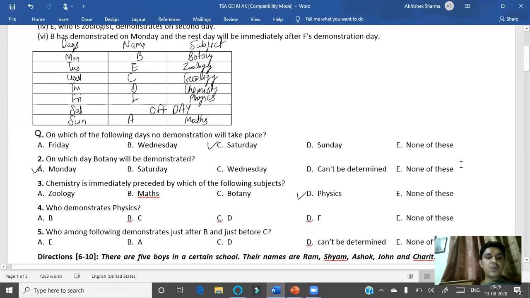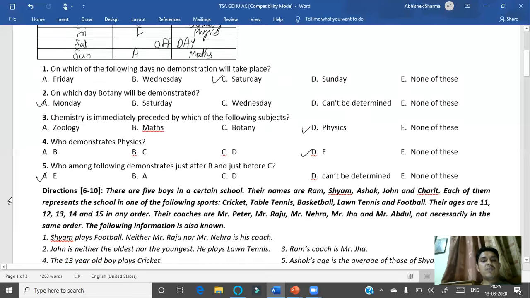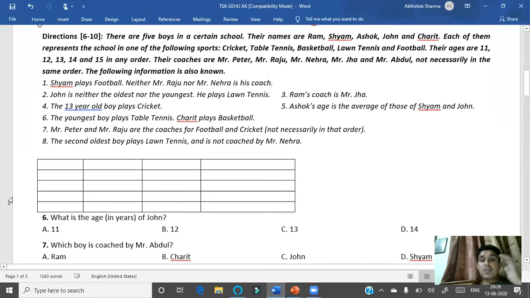Thereafter, fourth, who demonstrates physics? So physics F, answer will be F. Who among following demonstrates just after B and just before C? So answer will be E, right? So friends, this was our first question that was based on the name of days, where we made a table of 3 columns and 7 rows. The first column was called as master column, and we look for days, month. If days is there, we make the master column, and we made the master column of days here, right?